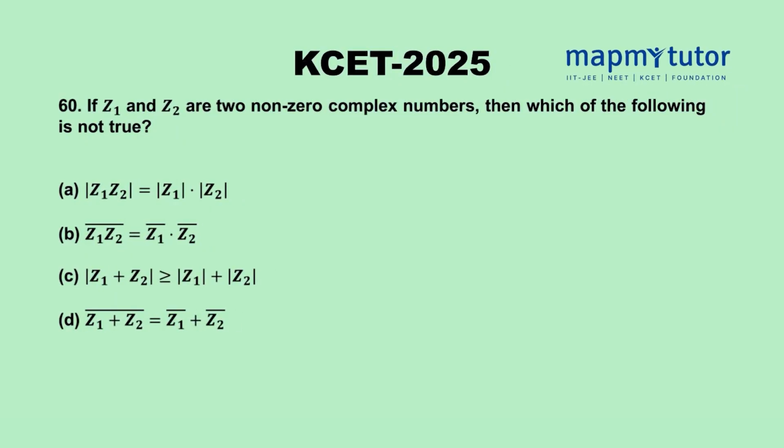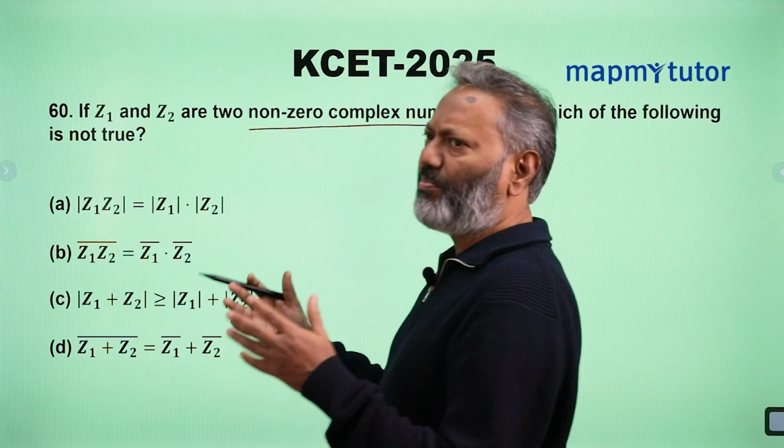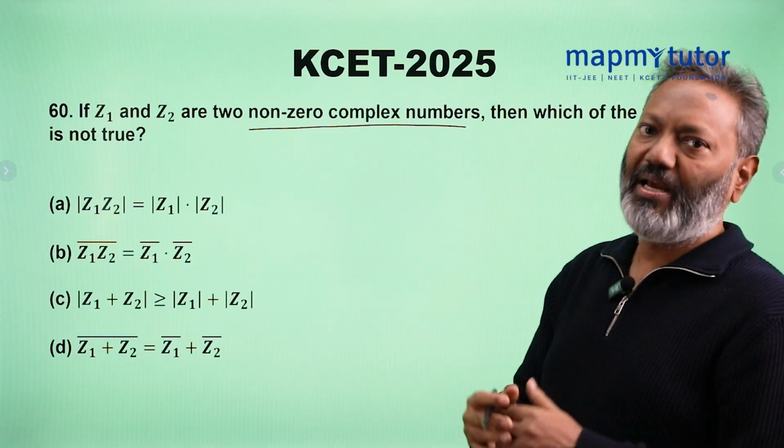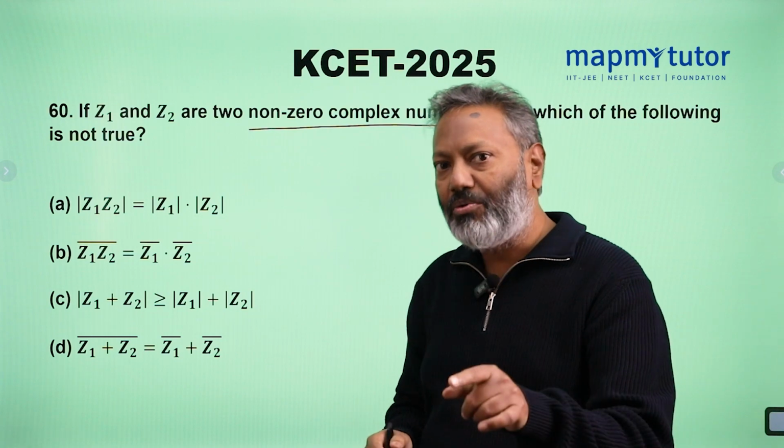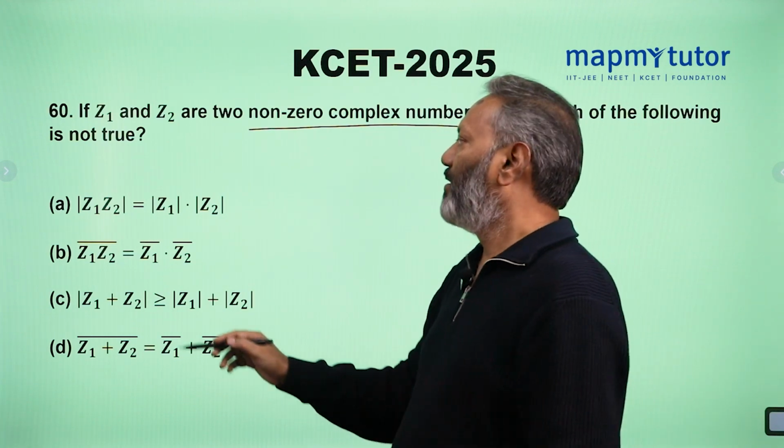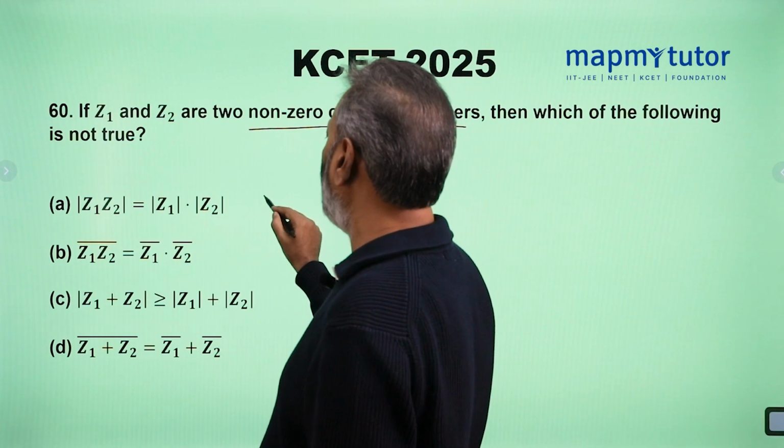Come on, the last question. Okay? If Z1 and Z2 are two non-zero complex numbers, then which of the following is not true? Just by verification of the options, we have to consider which is true, which is not true, and not true is our option. Okay? Mod Z1, Z2 is mod Z1 into mod Z2.